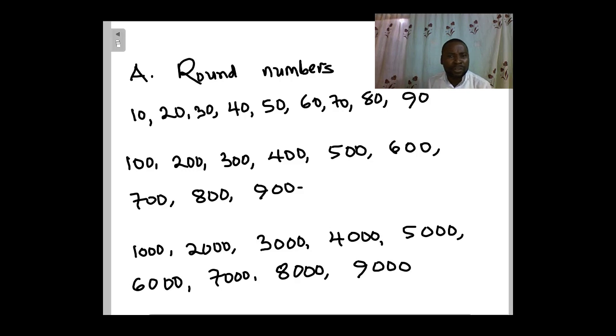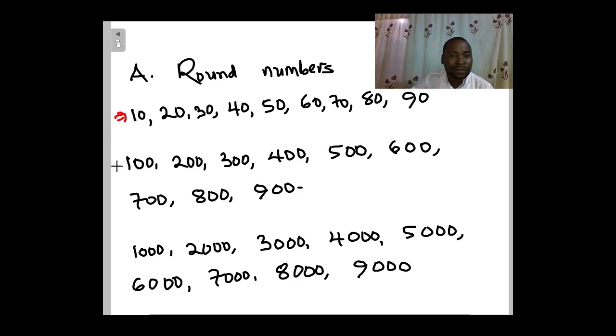When we talk about round numbers, what do we mean? There are certain categories of numbers that we refer to in mathematics as round numbers. Can you look at the numbers on your screen? We have three sets of numbers here. Look at the first set of numbers. We have 10, 20, 30, 40, 50, 60, 70, 80, 90. This is the first set of numbers.